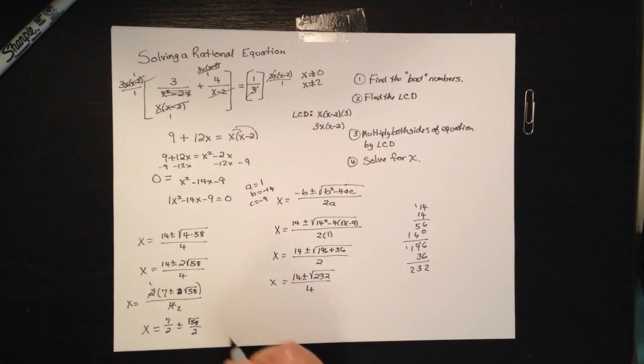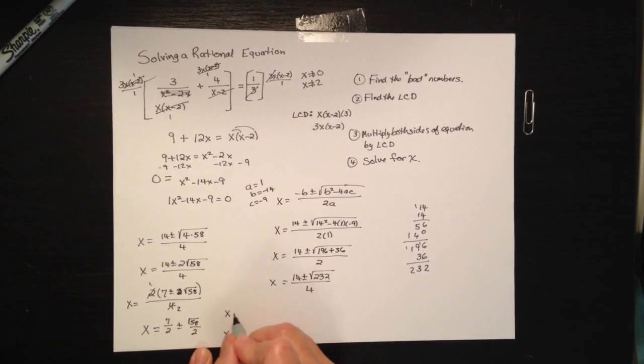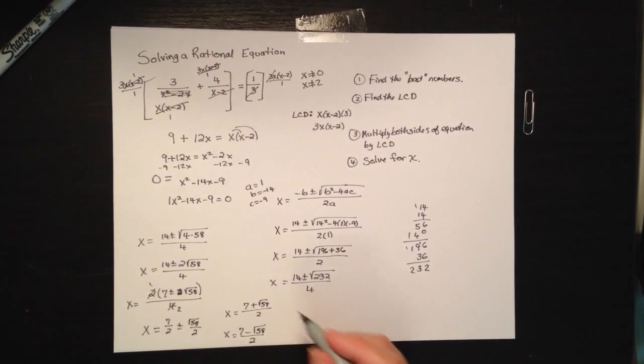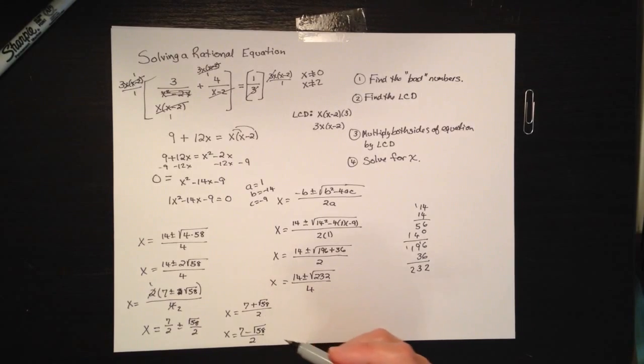If you wrote these answers separately, it would look like this. 7 plus the square root of 58 over 2, 7 minus the square root of 58 over 2, or you could write the 2 separately, 7 over 2 plus square root of 58 over 2.